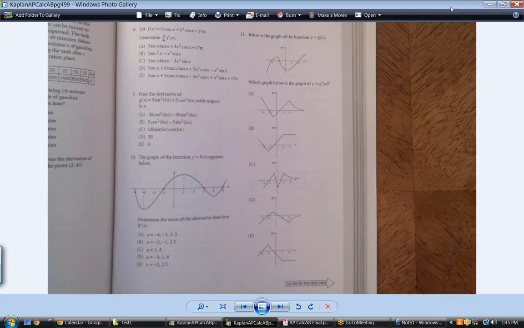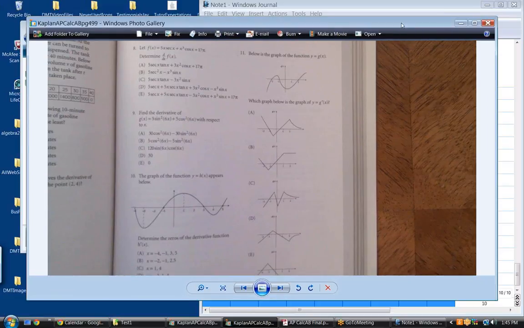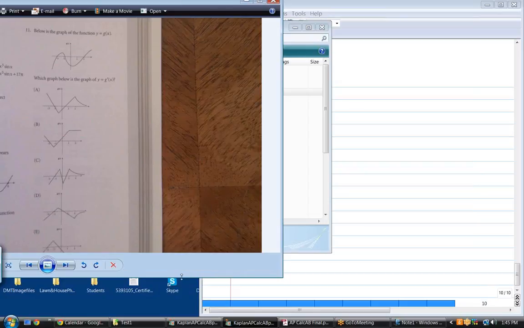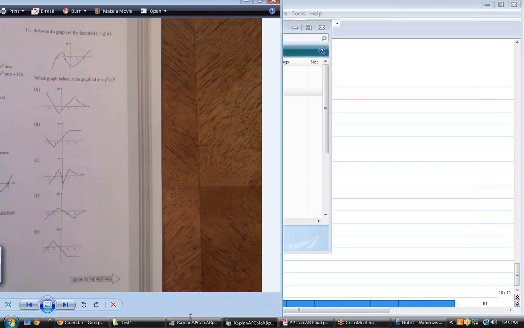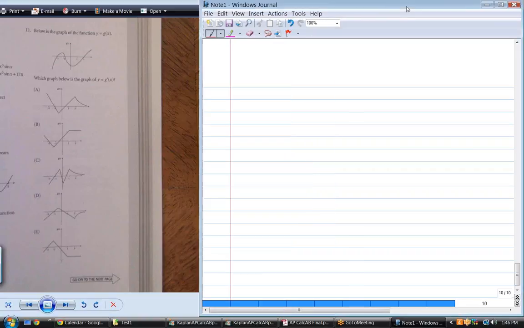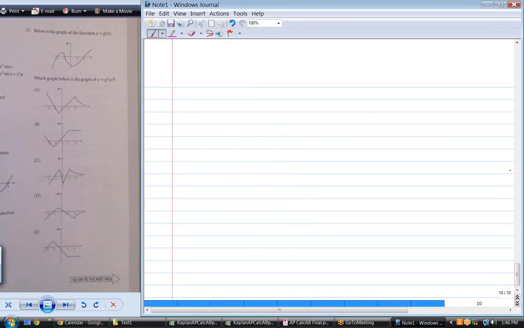It takes a lot of room to see all the answers here, so I'll only expand it to a certain point. It's saying which graph is the derivative of this graph. Another very popular question on the AP exam.